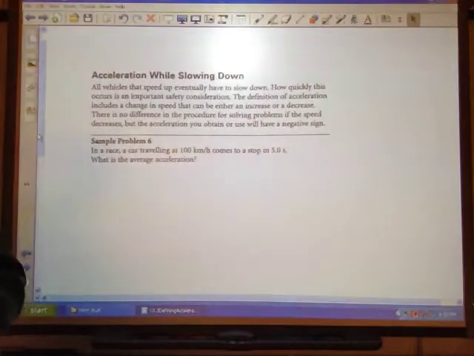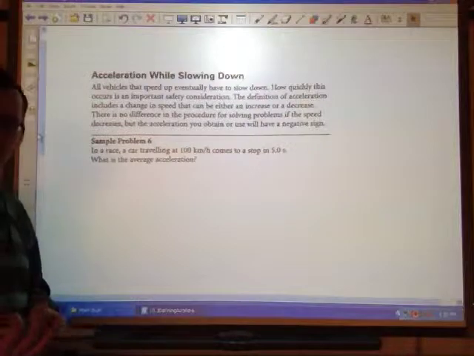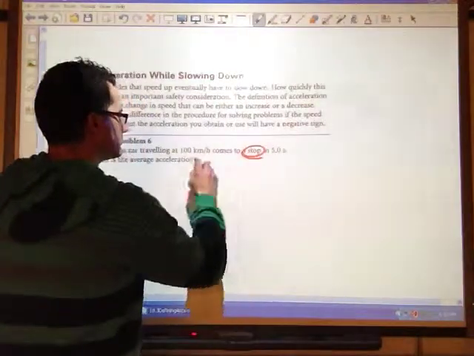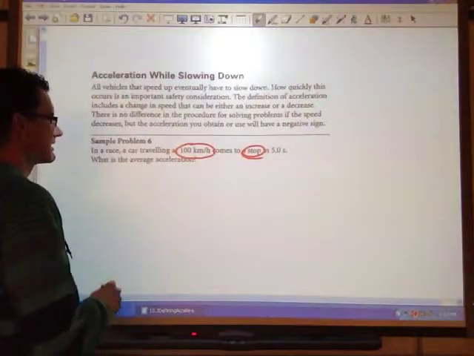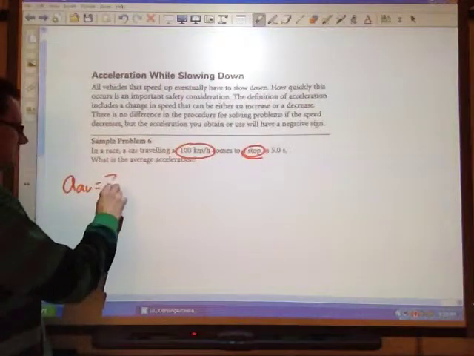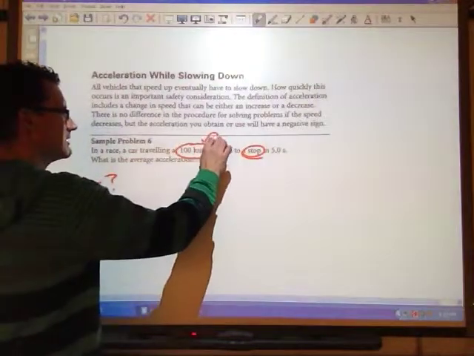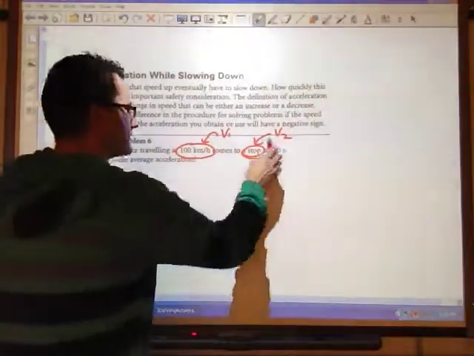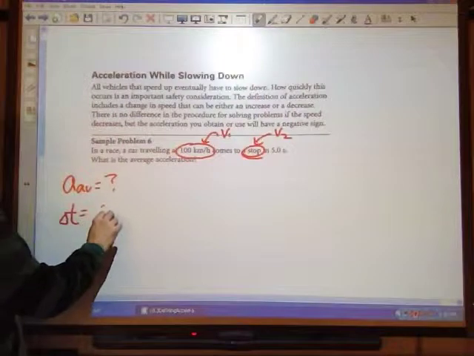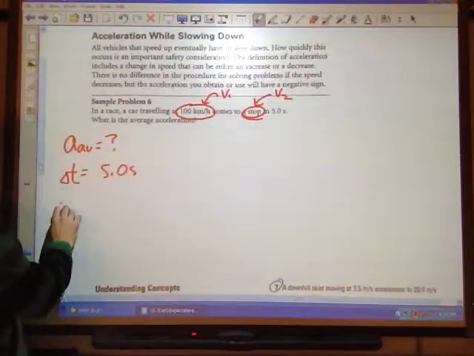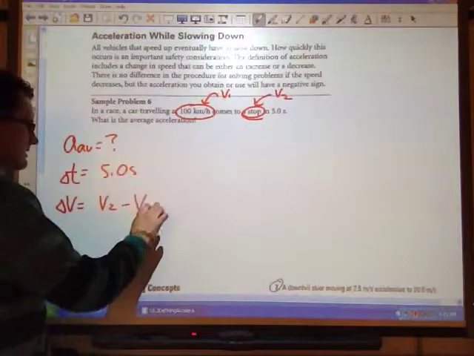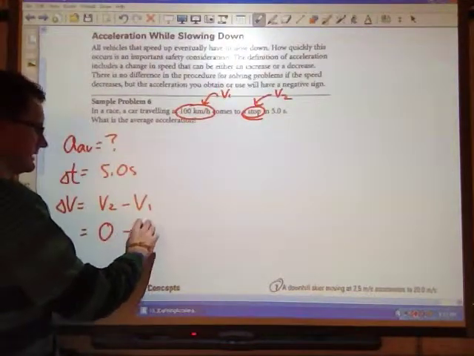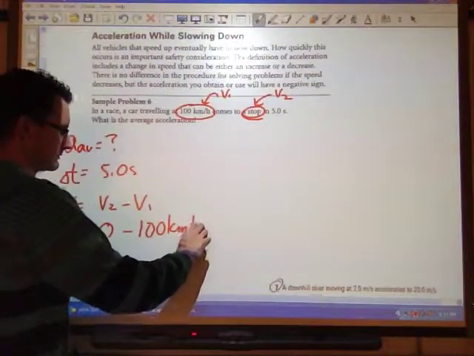Acceleration while slowing down, just to show you that acceleration doesn't necessarily mean speeding up all the time. So in a race, a car traveling at 100 kilometers per hour comes to a stop in 5 seconds. What is the average acceleration? So average acceleration is what we're looking for again. Initially going 100, so that's v1. Coming to a stop is v2, of course that's 0. And change in time is equal to 5 seconds. So our change in speed is v2 minus v1. As you can see here, our final v2 is 0. Our initial v1 is 100 kilometers per hour.